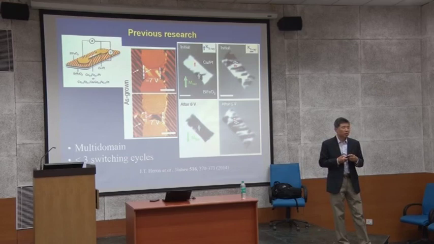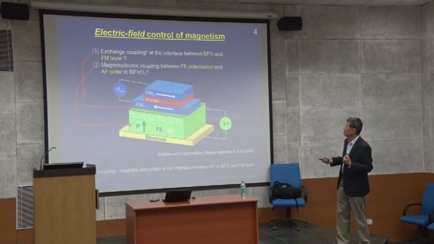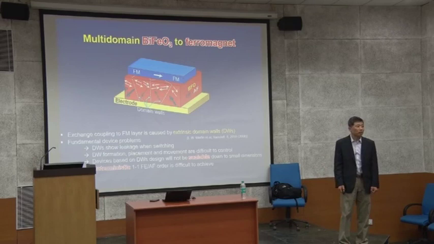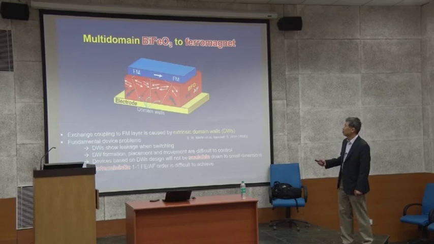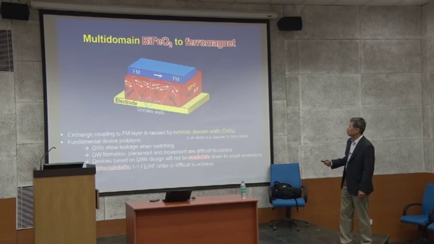One thing you can think of here is the material itself. There are a lot of domain walls here. What I draw here looks very simple, as if there is nothing there, but in reality you have lots of domain walls, and each domain wall has a different polarization and different magnetization direction. Then when we add the ferromagnetic layer, different regions behave differently depending on the underlying multiferroic material. So clearly there are a lot of domain walls. The exchange bias coupling to the ferromagnetic layer is caused by extrinsic domain walls. That is extrinsic behavior, not intrinsic behavior.